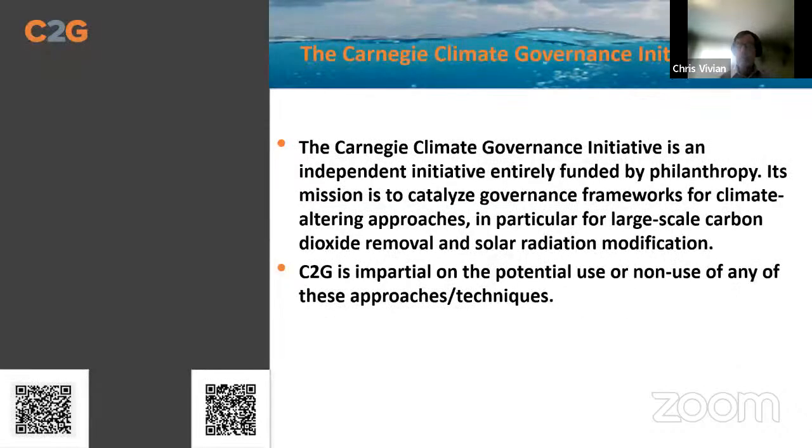And finally, we also want to stimulate information gathering to fill those widespread knowledge gaps. And finally, a quick slide about C2G. The Carnegie Climate Governance Initiative is an independent initiative entirely funded by philanthropy. Its mission is to catalyze governance frameworks for climate-altering approaches, in particular for large-scale carbon dioxide removal and solar radiation modification. And C2G is impartial on the potential use or non-use of any of those approaches or techniques. And there, I'll hand it over to Miranda now, I think.